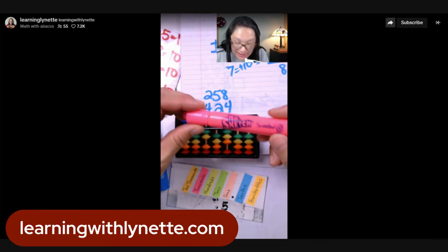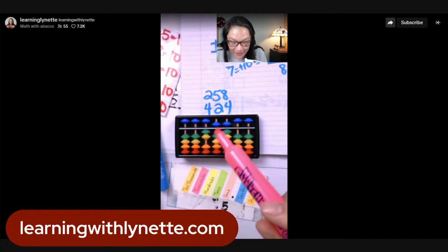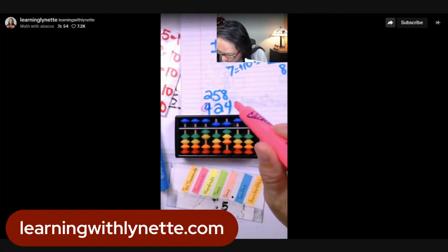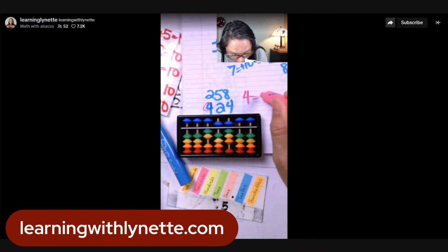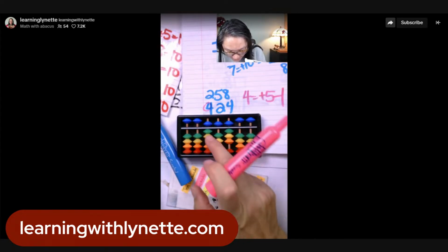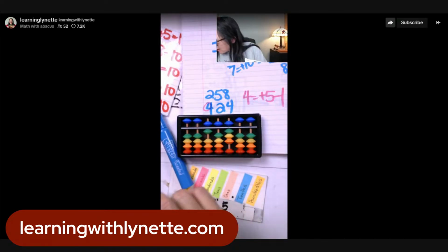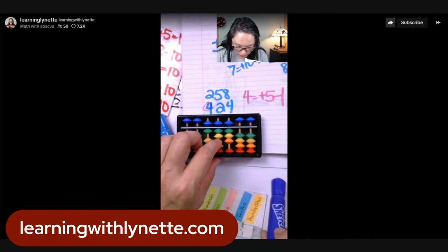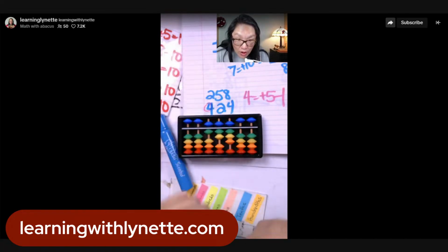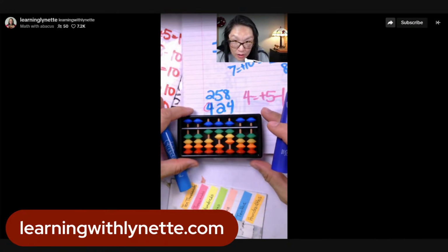All right, so we're going to add the 4. Plus 4 is equal to plus the 5 minus 1. So I'm going to add the 5 and take away the 1. And then I need to plus the 2. Can I add the 2? Yes, I can add the 2. Now I'm going to add the 4. When I add the 4, what am I going to do? Plus the 4.